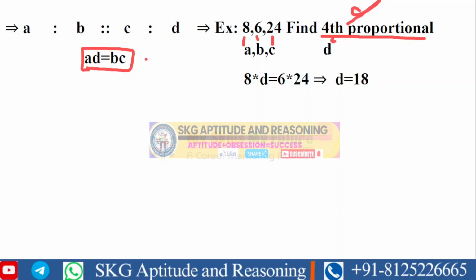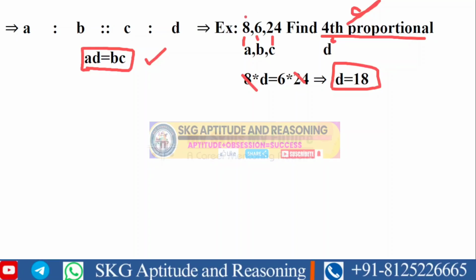As we know, when two ratios are in proportion, AD will be equal to BC. If we apply this equation here, what do we get? 8 into D equals 6 into 24. The 8 and 8 get cancelled, and 3 into 6 is 18. So the value of D here is 18. If we observe, 8 into 18 equals 6 into 24. Both give the same value, so if they have the same value, they are in proportion. I hope you understand this point.